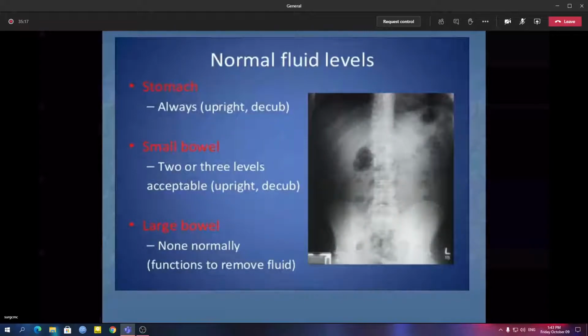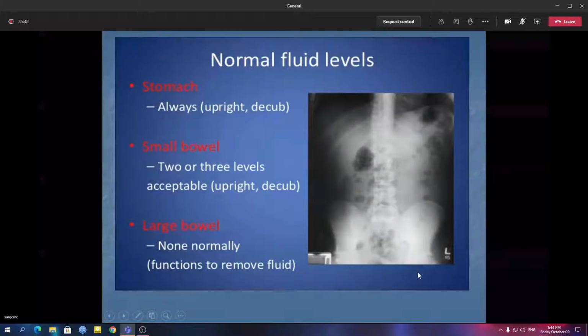Now the question is, can there be multiple air fluid levels in a normal patient? Yes, there are a few. Where? One, stomach. As this is the fundus, there is always some amount of gas in the fundus. Always. In an erect or upright decubitus, you can get it. And in small bowels, also 2-3 small air fluid levels are normally acceptable. Generally, in large bowel, there are none.